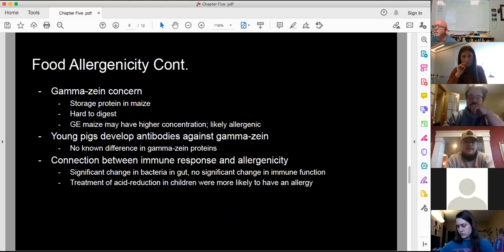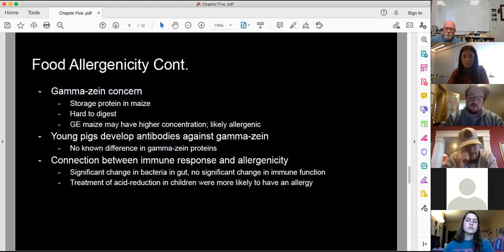And then food allergenicity continued. The gamazine concern: it's a storage protein in maize that's hard to digest, and the GE maize may have a higher concentration, which is likely allergenic. Young pigs develop antibodies against gamazine. There's no known difference in gamazine proteins. On the connection between immune response and allergenicity, there was a significant change in bacteria in the gut, but no significant change in immune function. And with the treatment of acid reduction, children were more likely to have an allergy.